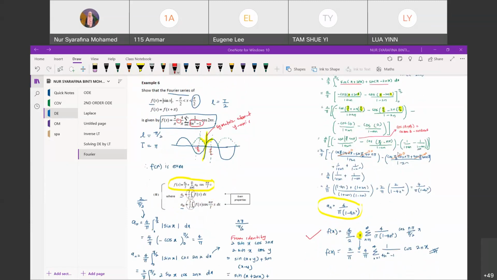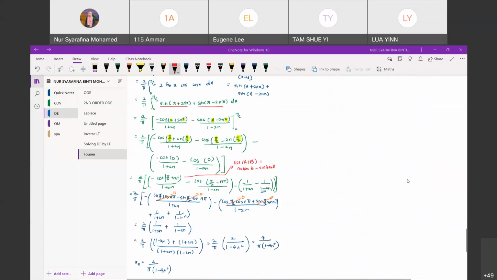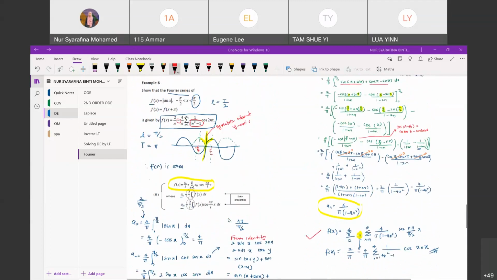So I hope this can give you a view of the whole process. I hope you can see it. Oh, did I miss something? I think no. This is the green one. Up until here, an, and then fx. Try to understand first, and then if you have questions, you can ask.